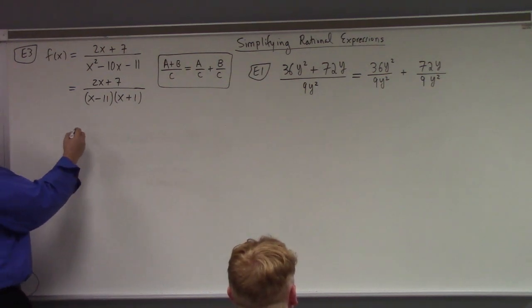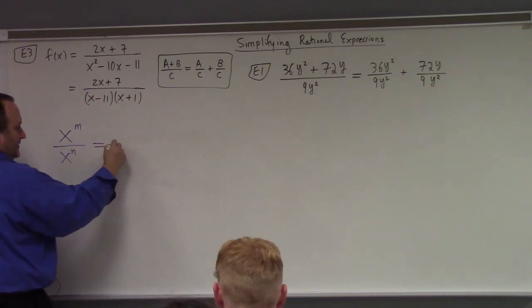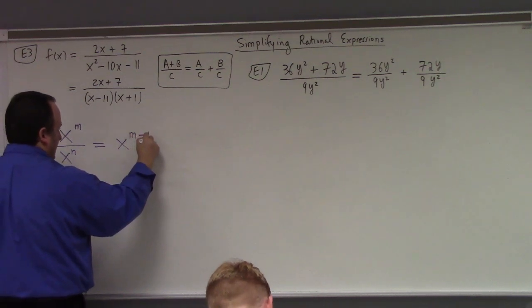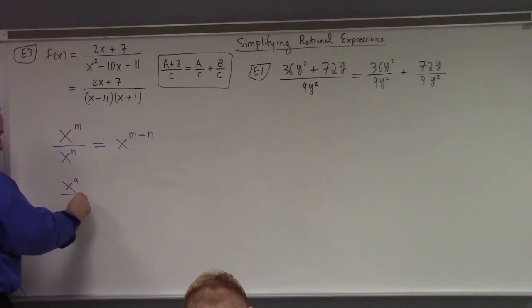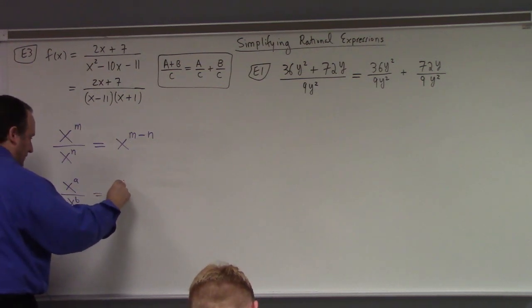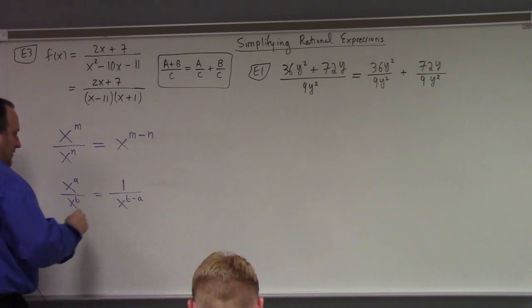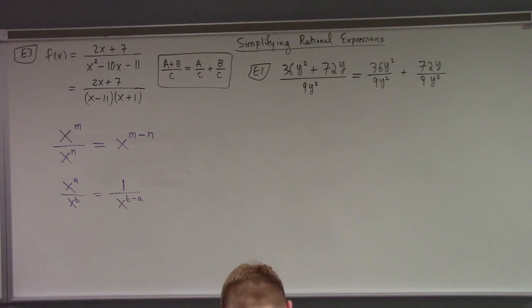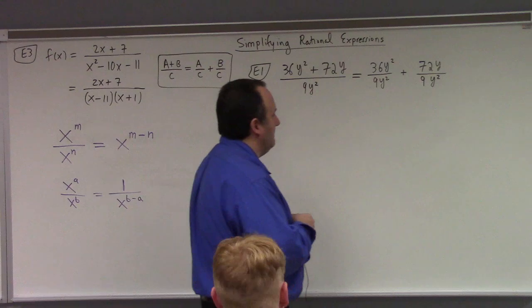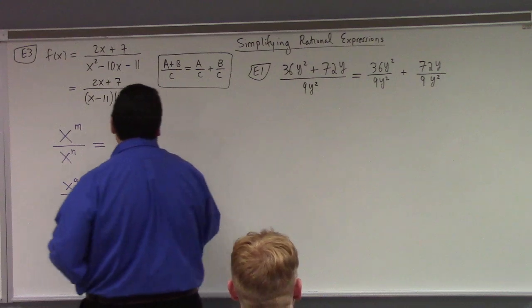But how about this? There are two things we can do. X to the m over x to the n is x to the m minus n. That's one thing we can do. But another thing we can do is if I have x to the a over x to the b, I can simplify that also as 1 over x to the b minus a. So these are just a couple of simplifications we should keep in mind as we're working on things today, all right? So can we use those over here?